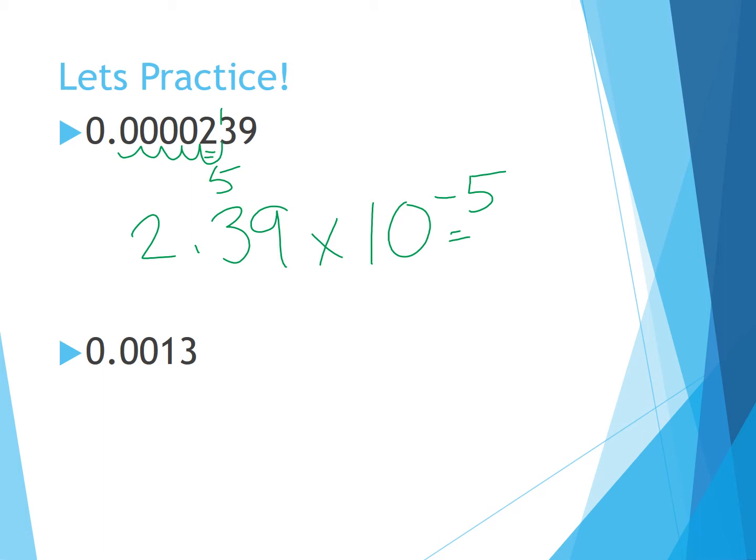All right, let's do that again. You're going to have one number in front of the decimal point, which in this case is a 1. So it's going to go right here. It's going to be 1, 2, 3. 1.3 times 10 to the negative 3rd. All right, remember it's negative because we started with a number smaller than 1.